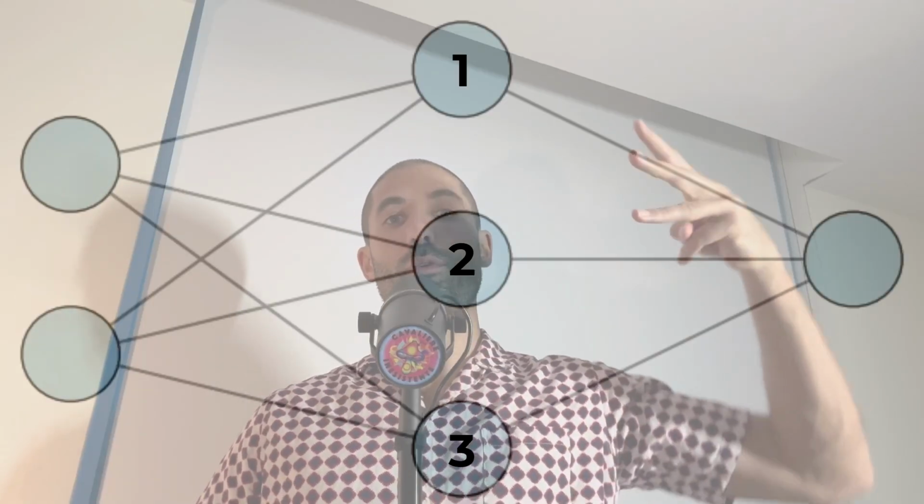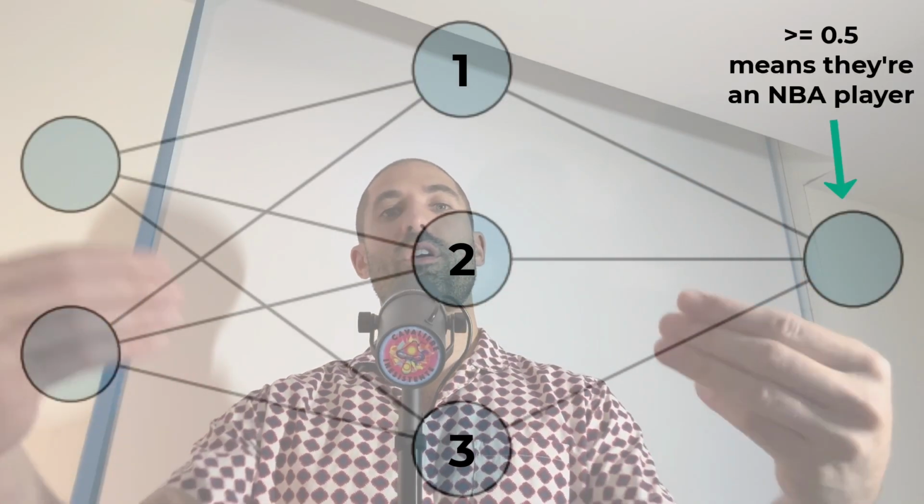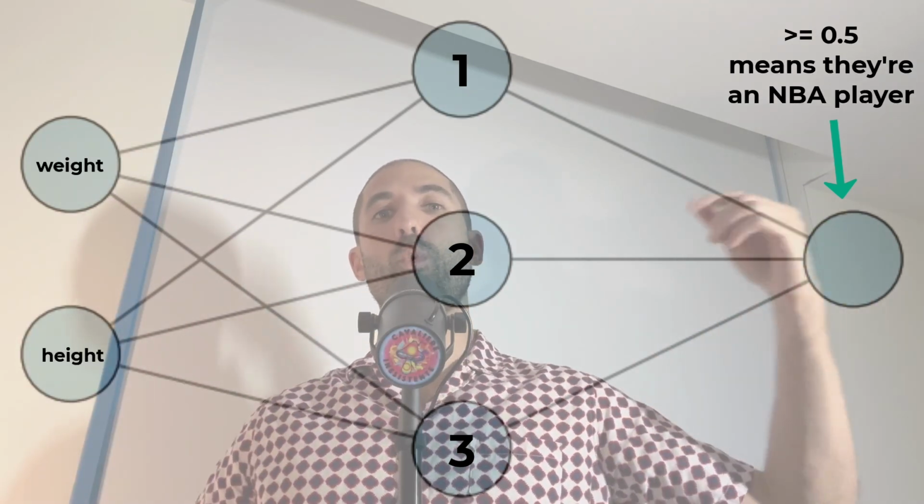Now we're going to connect 3 neurons together to build a system that tells us whether or not somebody is an NBA player based on their weight and height.